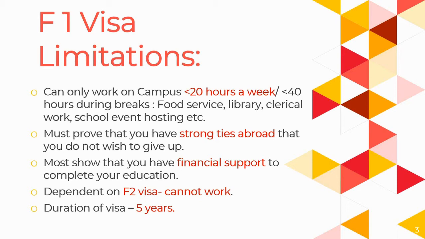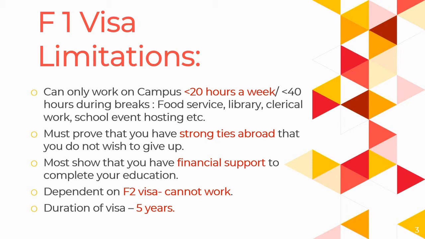Now keep in mind, not all schools have on-campus jobs for international students. Some schools do. And even with that, your restriction is that you have to be less than 20 hours a week, which is what is called part-time, because you're expected to be a full-time student and only work part-time to support yourself. On breaks, like summer breaks and vacations, you can then work for up to about 40 hours. The kind of work that you'd usually do on campus would be food service, library, clerical work, hosting school events, and similar kinds of jobs.